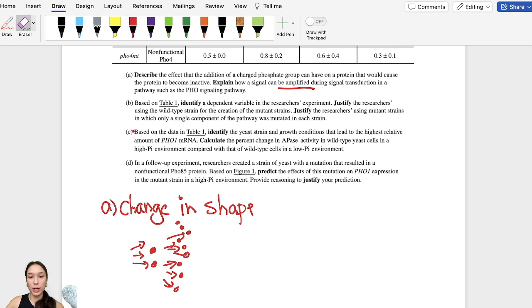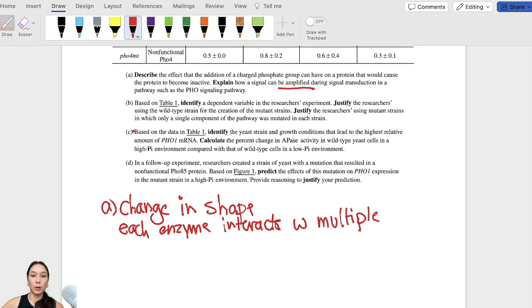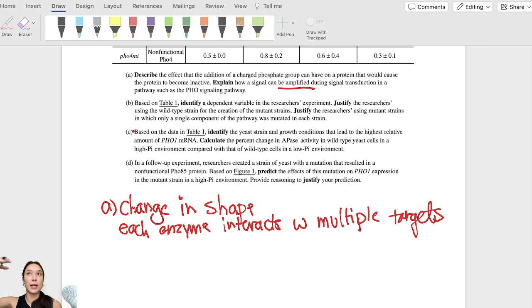So what that looks like in writing is, we'll just say each enzyme interacts with multiple, we can say proteins or targets. Okay, so that's how you're going to increase the strength of that signal. Each one of your enzymes is actually going to act on, for example, 5 enzymes rather than it's a 1-to-1 ratio, and that way you're going to increase your signal.